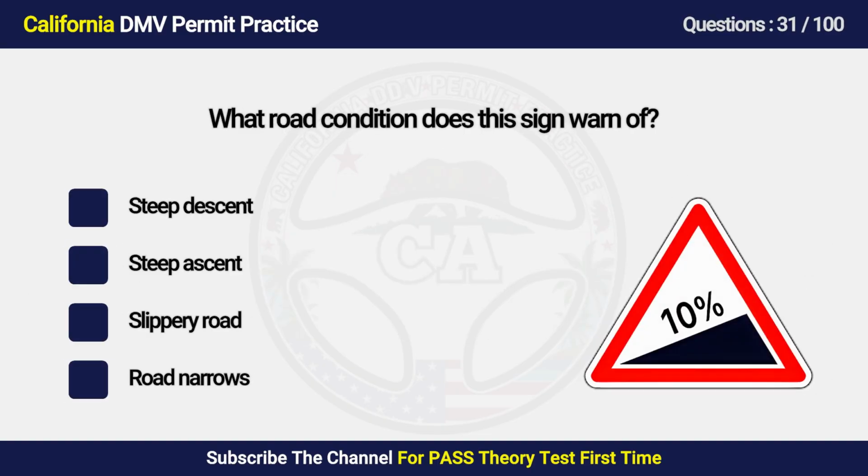Question 31. What road condition does this sign warn of? A. Steep descent. B. Steep ascent. C. Slippery road. D. Road narrows.